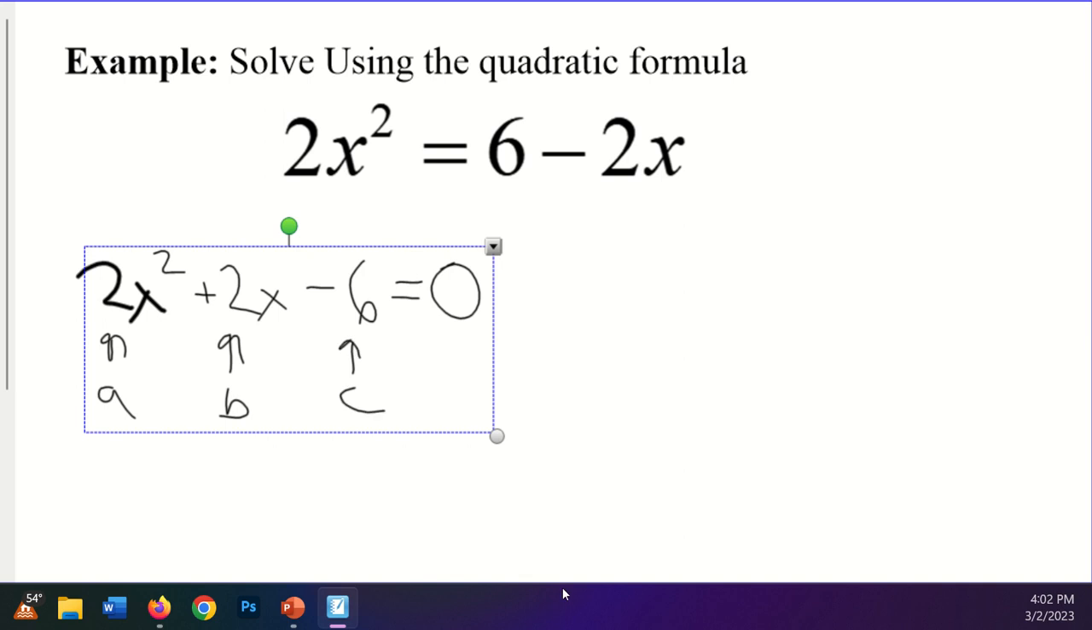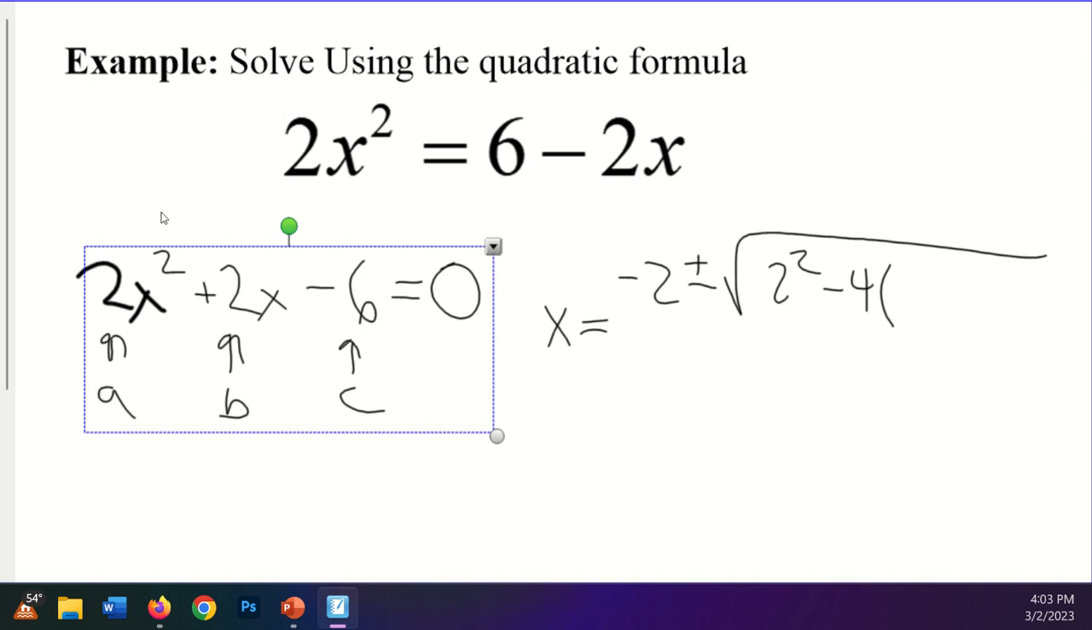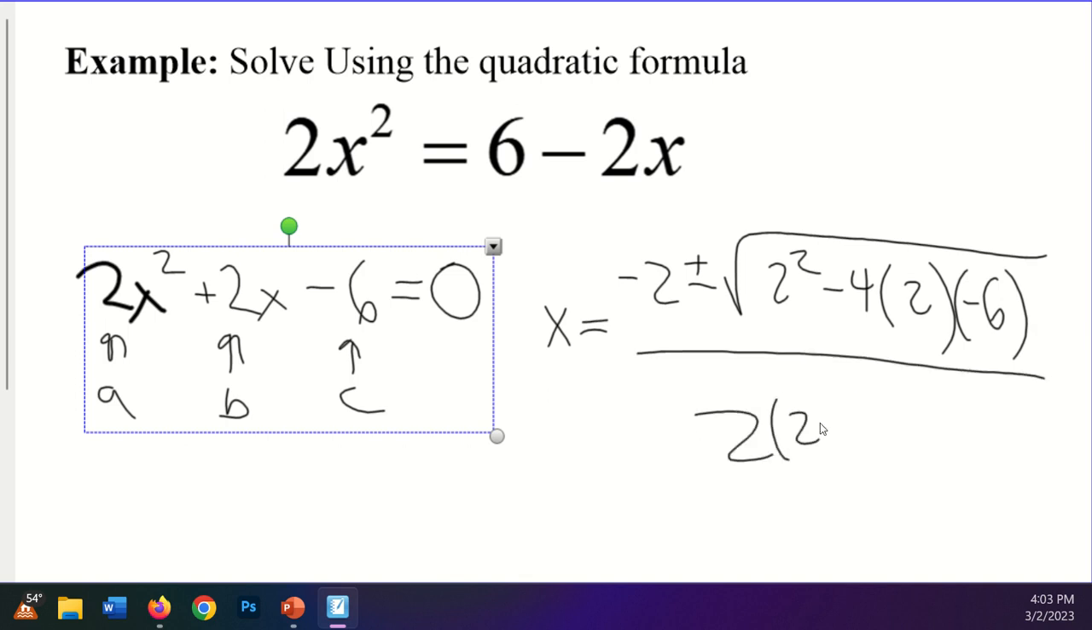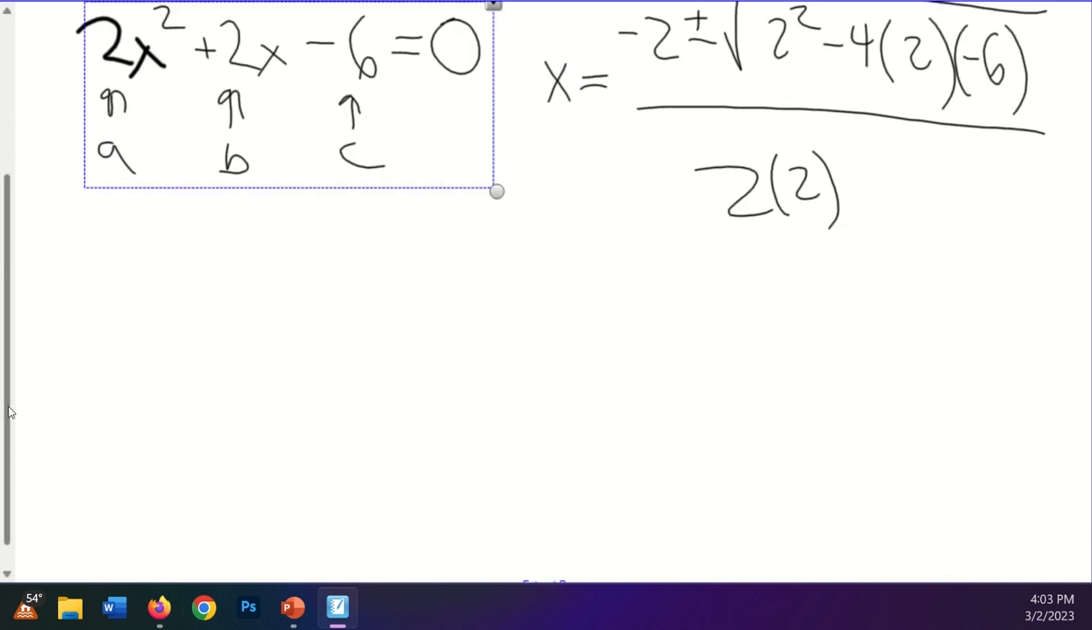When I go to plug into the quadratic formula, I'll have x is equal to -b. b is 2, so -b will be -2, plus or minus the square root of b squared, so 2 squared, minus 4 times a, which in this case is 2, times c, which is -6, all over 2 times 2, because that is the a value. So now it's just a matter of simplifying.